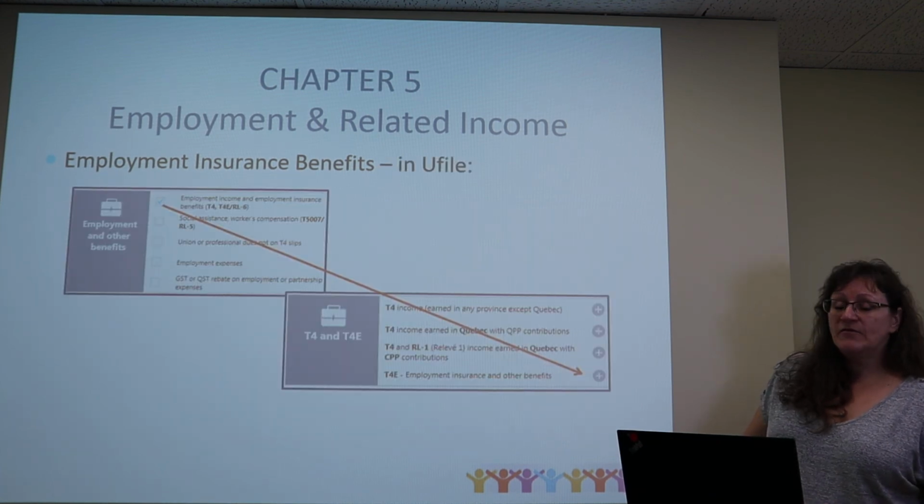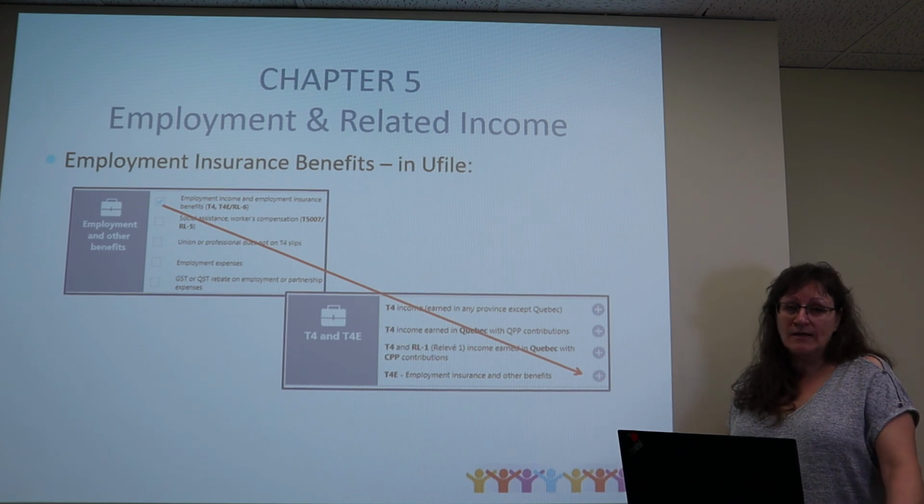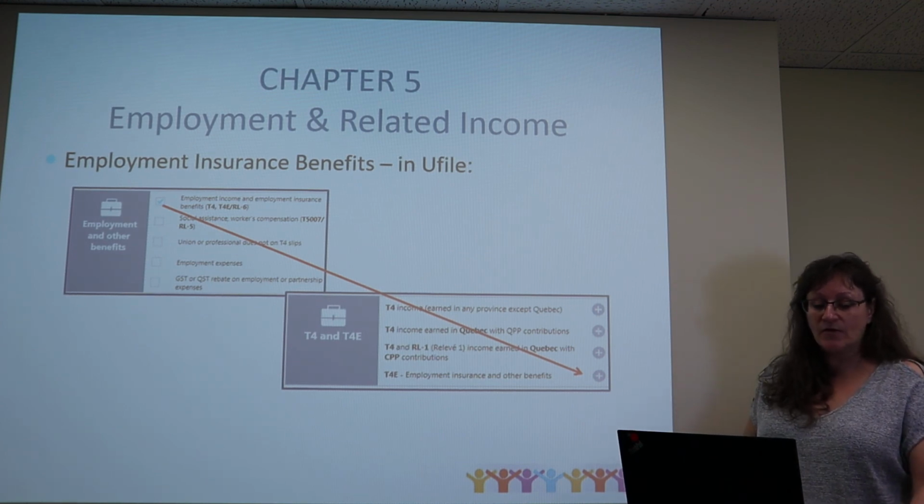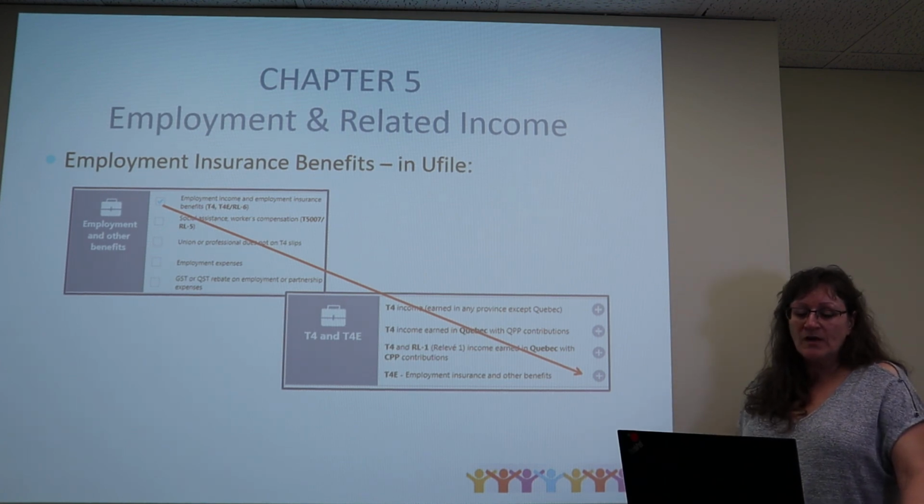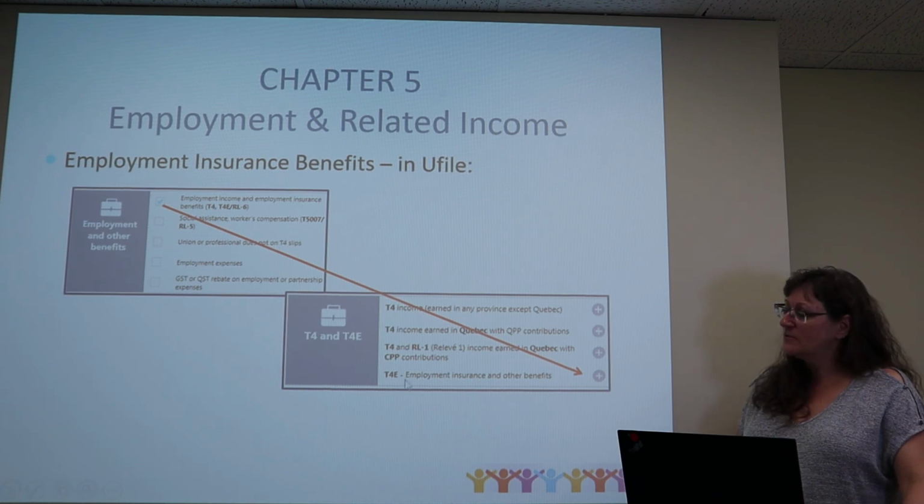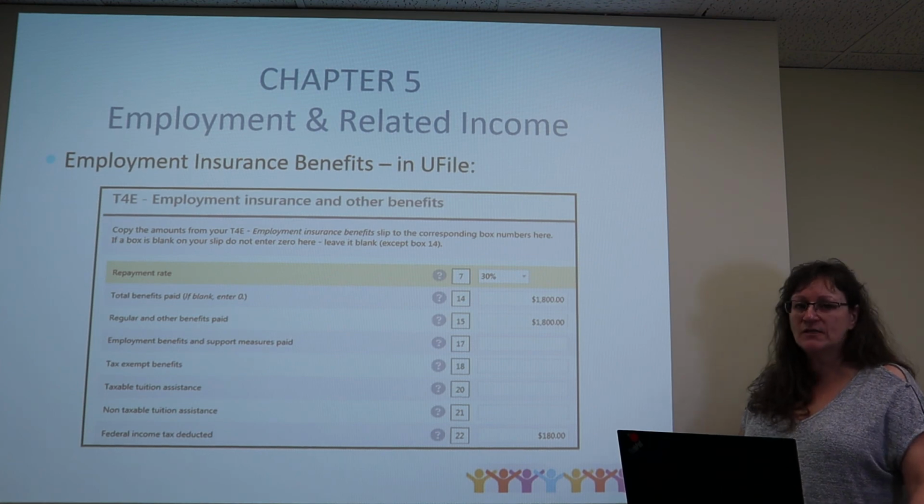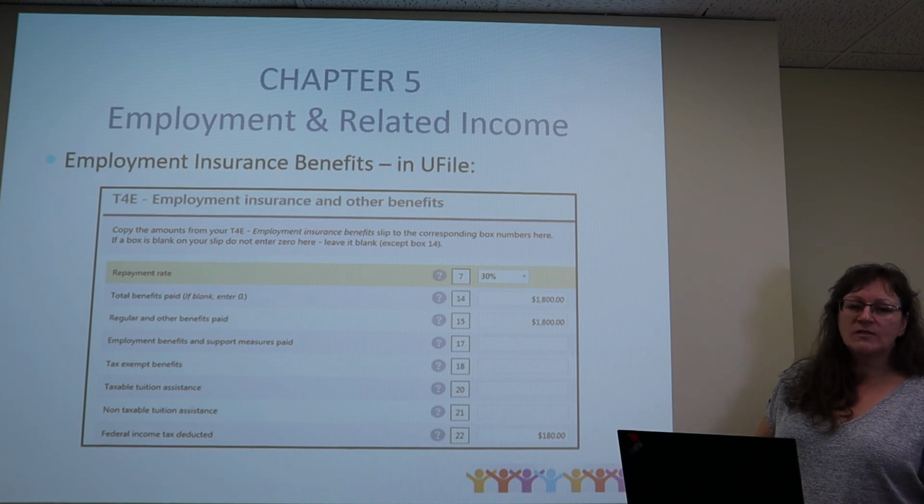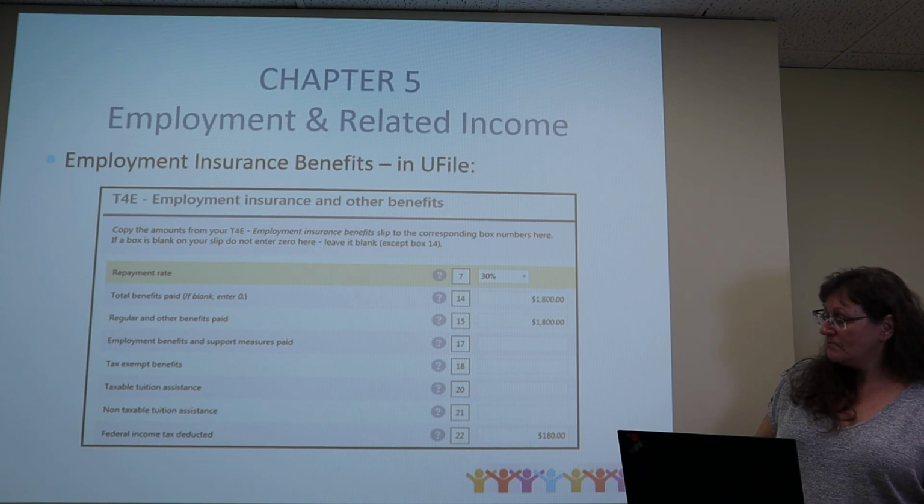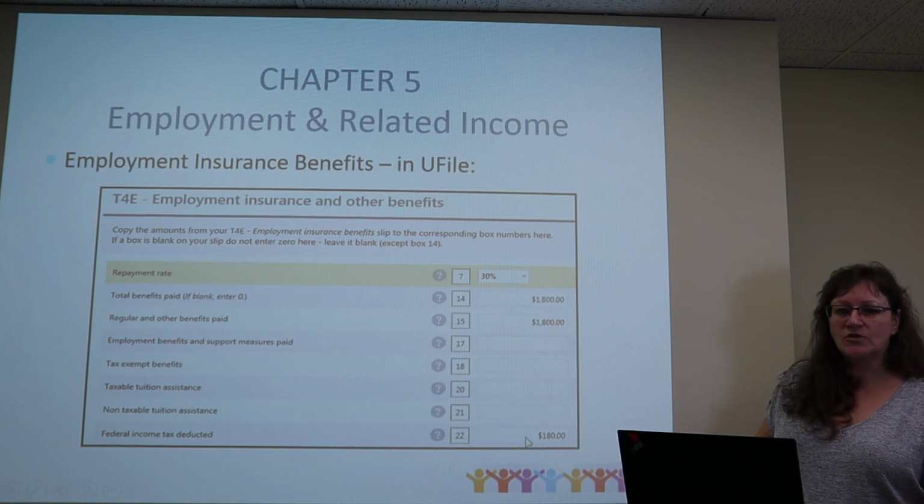So we get the EI benefits into the UFile software the same way we go about getting the T4 slip information in, by clicking on the employment and other benefits section of our UFile software. And then that will open to the different types of T-slips, and T4E is the very last one. And then just as we have done for all the other T-slips we're entering, we're matching the boxes that are shown on our UFile software with the boxes that are filled out on the T4E and entering the amounts in there accordingly. And again, here's our tax withheld at source in our particular situation here. So just a key one to pay attention to.